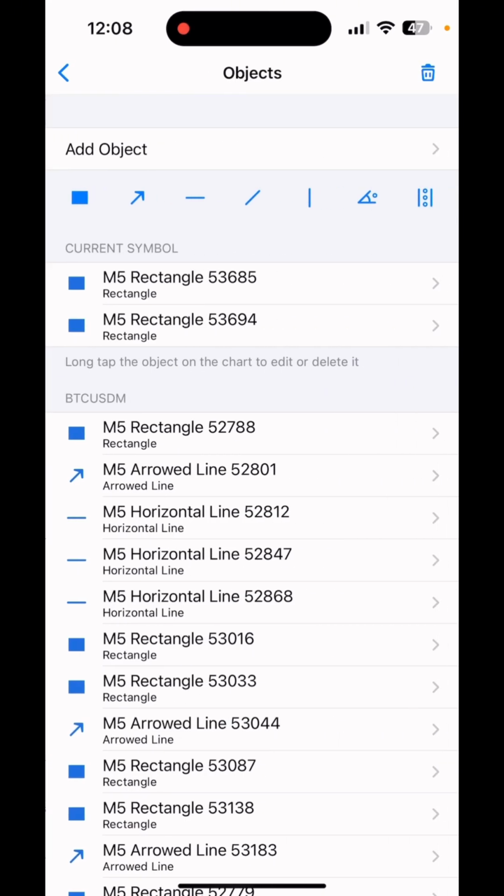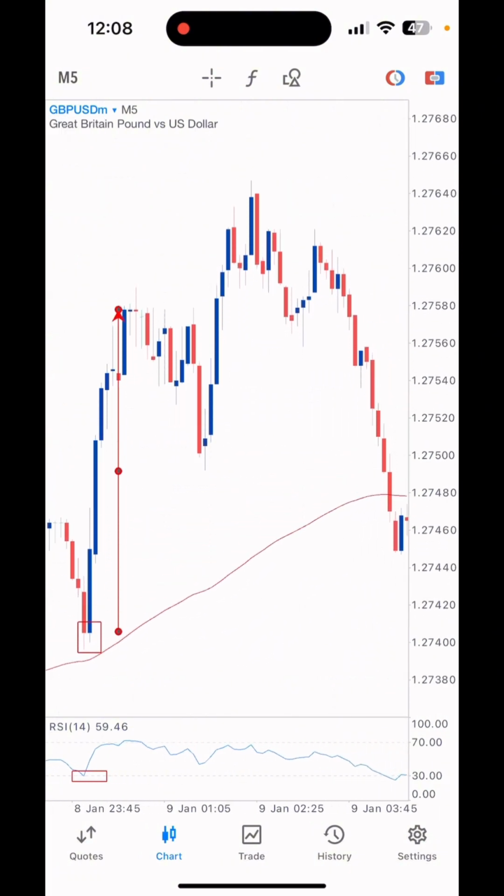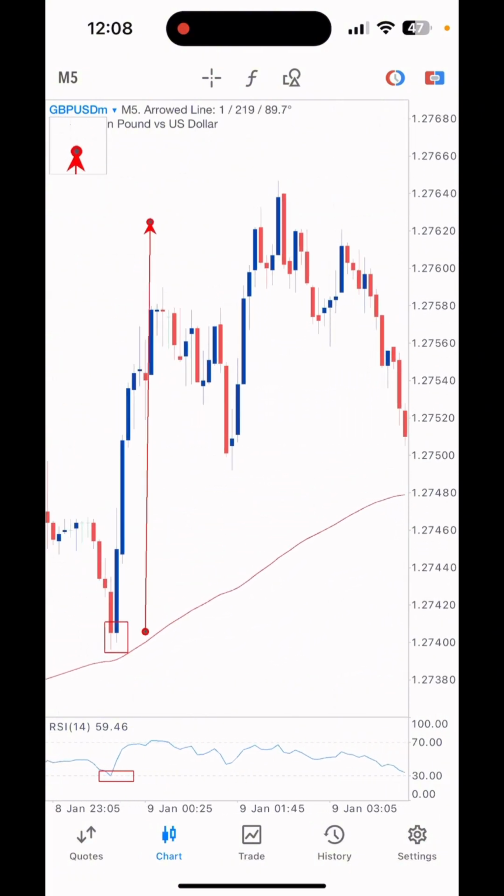And if you had entered a buy at this point, you would have made your profit. Let's see how many pips we would have made. That's roughly 23 pips. 23 pips, if you use 0.01, that is $2.3 profit. If you use one lot size, that is $230 profit. If you use 0.1 lot size, that is $23 profit.